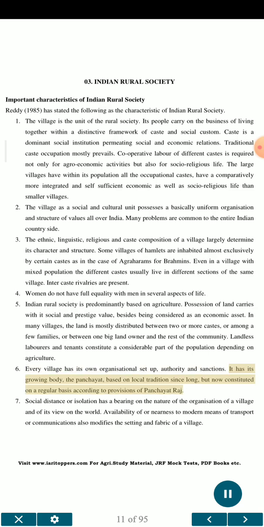It has its growing body, the panchayat, based on local tradition since long, but now constituted on a regular basis according to provisions of Panchayat Raj. 7. Social distance or isolation has a bearing on the nature of the organization of a village and of its view on the world. Availability of or nearness to modern means of transport or communications also modifies the setting and fabric of a village.